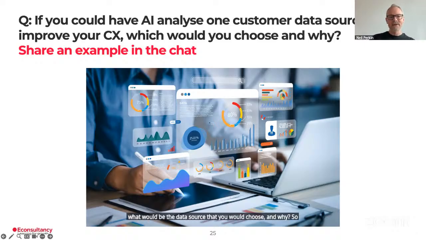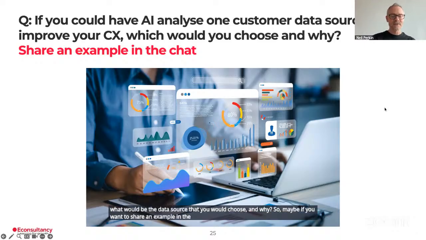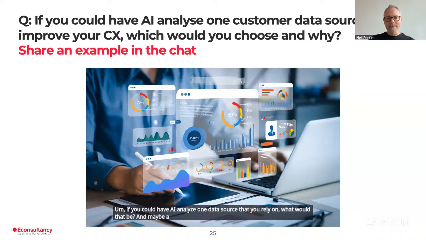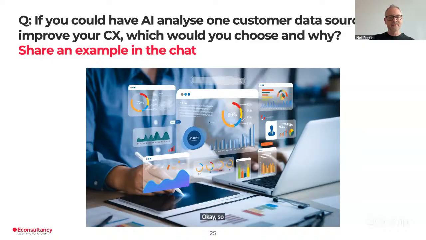So maybe if you want to share an example in the chat, actually, sorry, this is a chat rather than a poll, but just pop it into chat. So an example customer data source, if you could have AI analyze one data source that you rely on, what would that be? And maybe a reason why. Okay, so just pop any thoughts you have on that into chat. Love to get your thoughts on that.